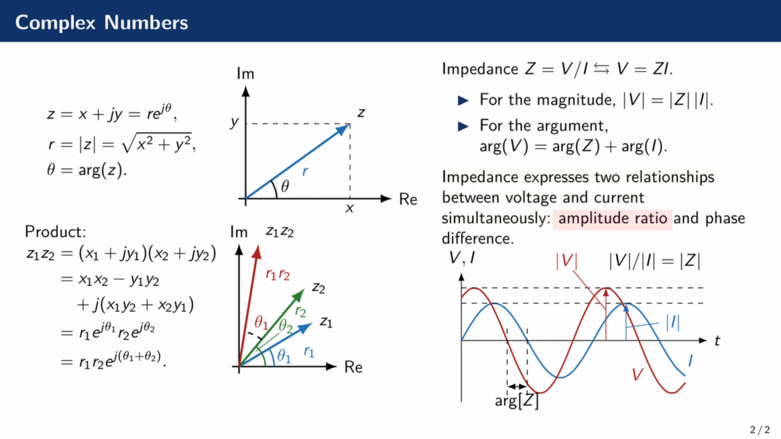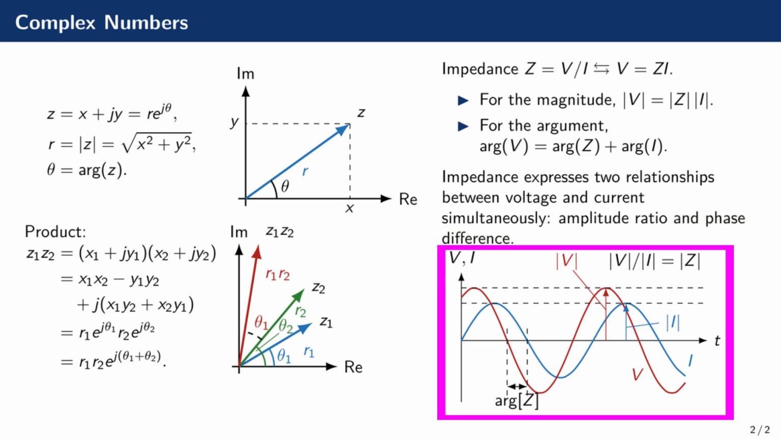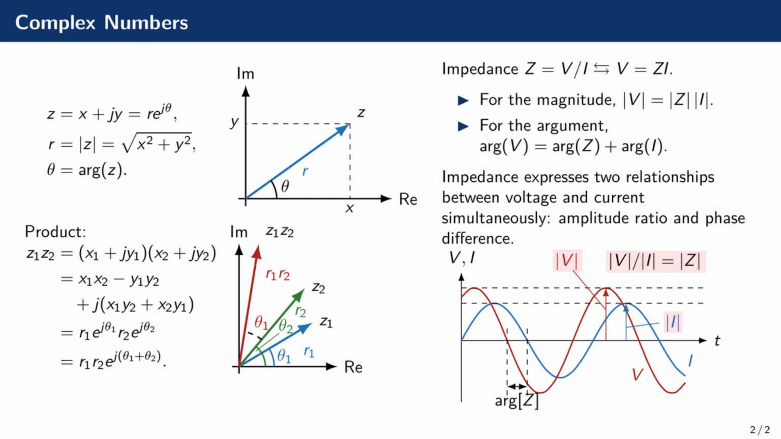Therefore, impedance expresses two relationships between voltage and current using one complex number. One relationship is the amplitude ratio. The other relationship is the phase difference. If we draw voltage and current as sinusoidal functions of time, we can see these two relationships visually. The ratio of amplitude corresponds to the magnitude of the impedance. The horizontal shift or phase difference corresponds to the argument of the impedance. Thus, a complex impedance compactly describes both amplitude and phase in a single number.